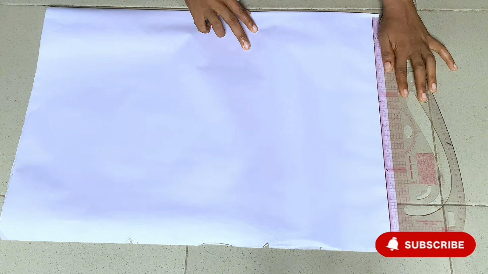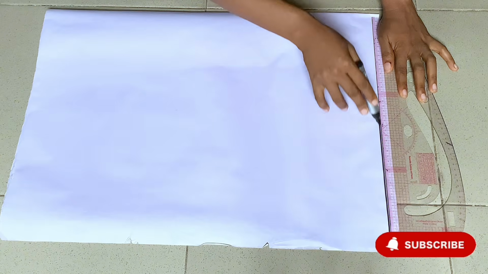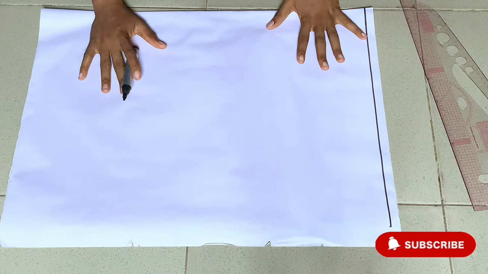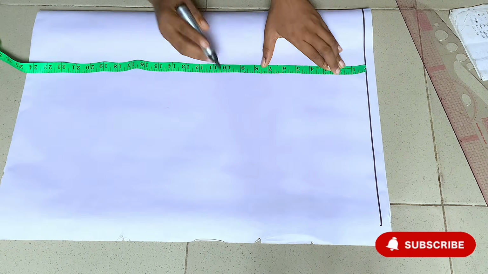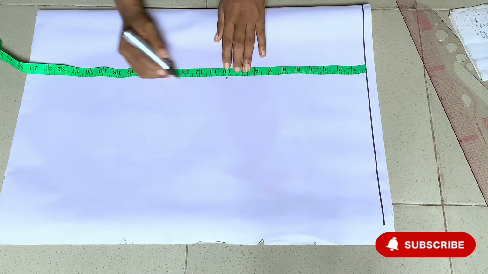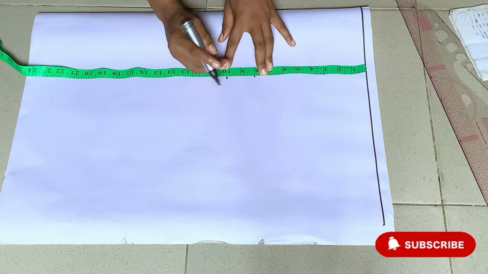So the first thing I did was to rule a line at the top, about half an inch from the top. This is for us to know our starting line. Now after doing that, I went ahead to mark my vertical measurement, which is my shoulder to bust point, shoulder to chest line, which is 8.5 for this person.